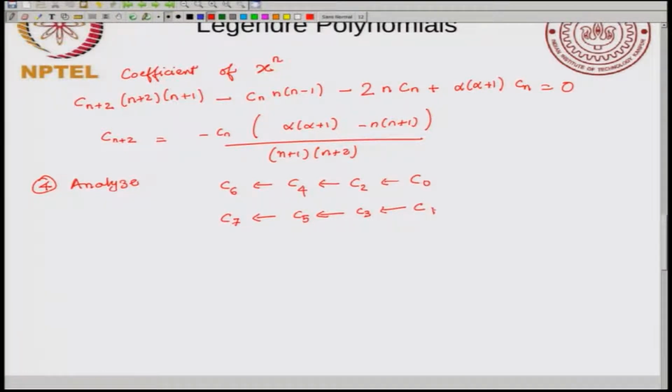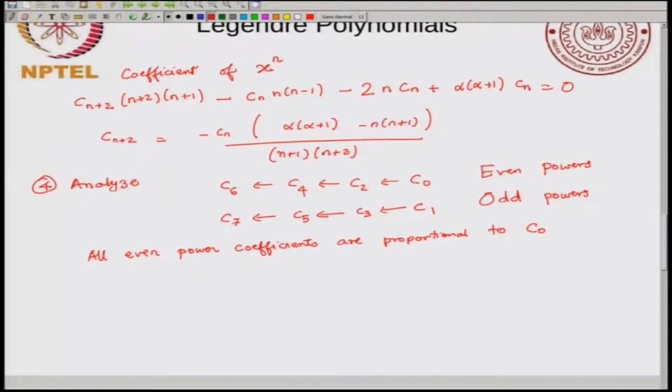Okay. So, what this means is that these are the even powers of x, and these are coefficients of odd powers of x. So, you can write a coefficient of any even power of x in terms of C0. Basically, you can say that all even power coefficients are proportional to C0. Now, this is again very specific for the Legendre differential equation. It is not generally true. In this particular case, you found that all even power coefficients are proportional to C0, and you can similarly see that all odd power coefficients are proportional to C1.